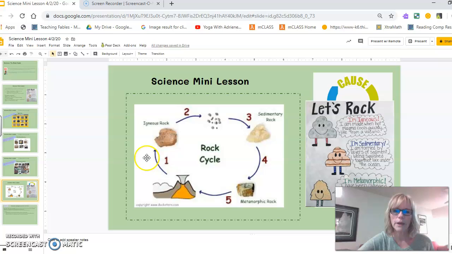So again, to remind us, here's the rock cycle. Here's the volcano, the lava comes out. There's the igneous rock after it's cooled. There's a breaking down process that then forms sedimentary rock. And then the sedimentary and the igneous rock are eventually formed into metamorphic rock.